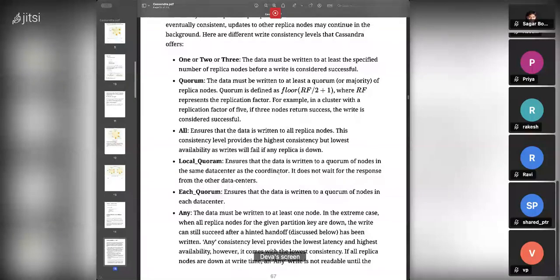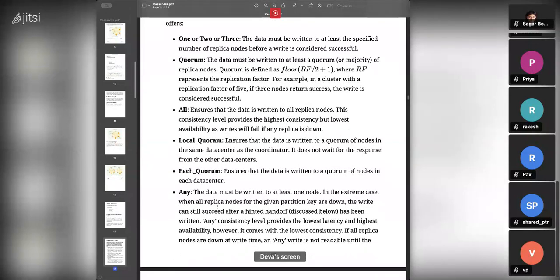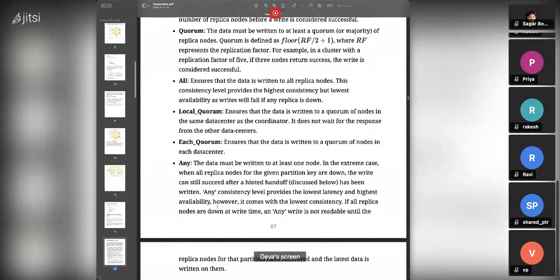All: ensures that the data is written to all replica nodes. This consistency level provides the highest consistency but the lowest availability, as writes will fail if any replica is down. Local quorum: ensures that the data is written to a quorum of nodes in the same data center as the coordinator. It does not wait for the response from the other data centers.